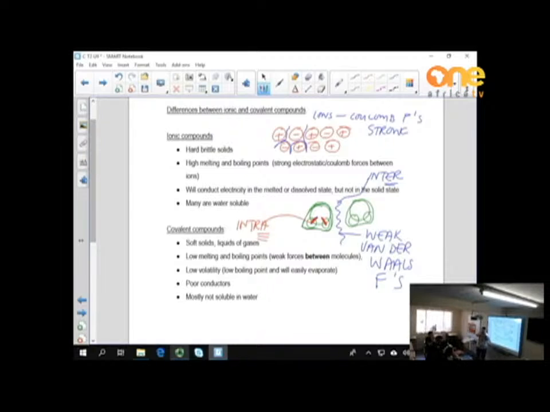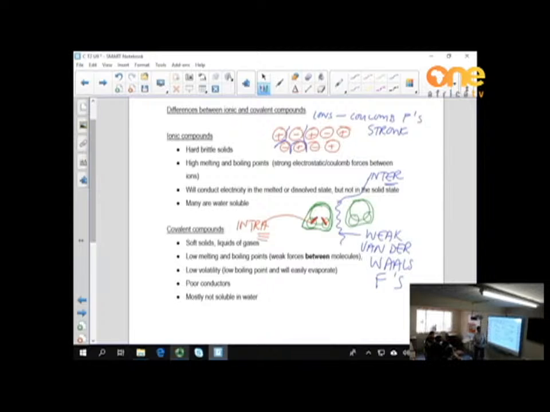My fingers are bonded onto my hand. Okay? I can't break off a finger very easily. That's like the forces inside the molecule. But my two hands can be held together by weak van der Waals forces. All right, it's an image. Okay, so it's not within the molecule. It's between the molecules. All right, and from that we can differentiate specific physical properties.